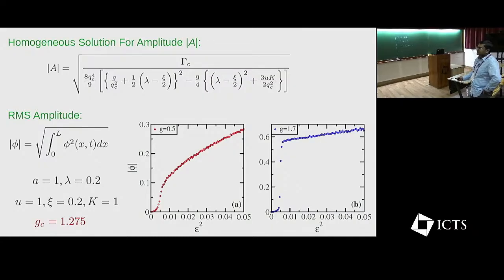Below GC, we are in the supercritical regime. So the RMS amplitude of the order parameter increases monotonically as we go away from the point of instability, whereas in the subcritical regime, there is a discrete jump. Okay.